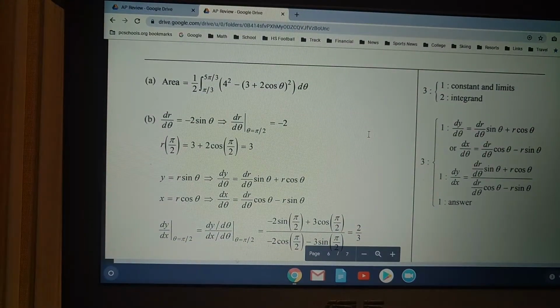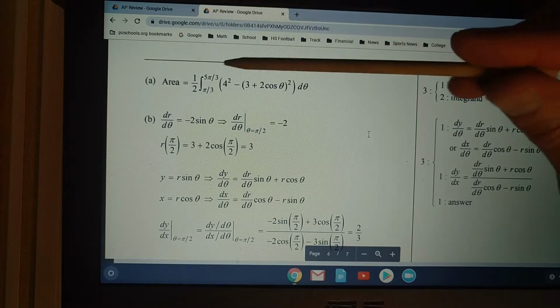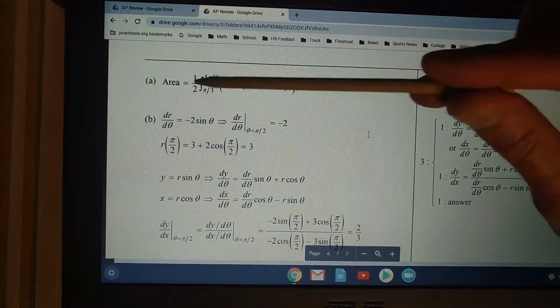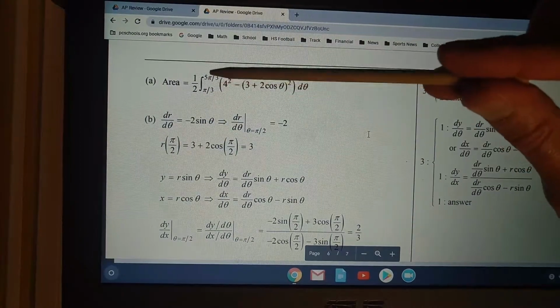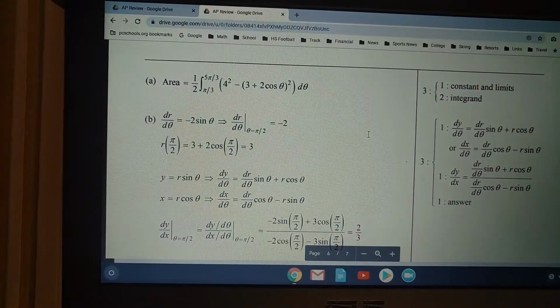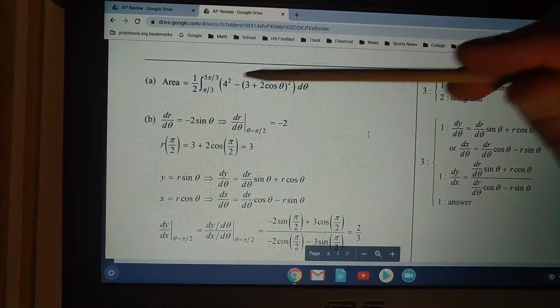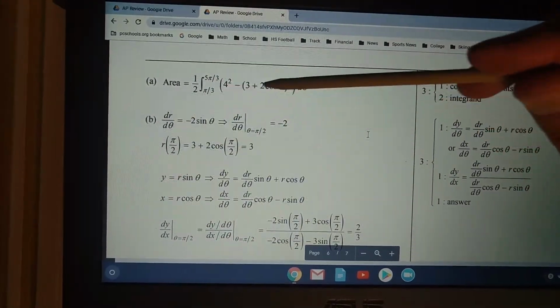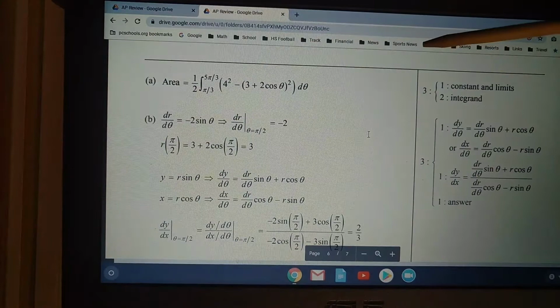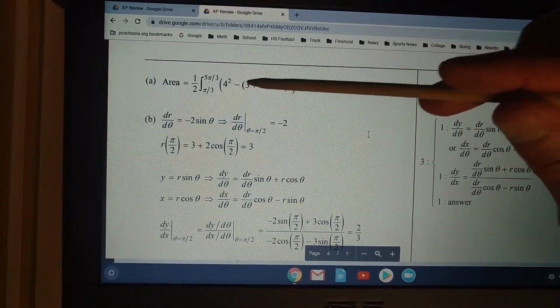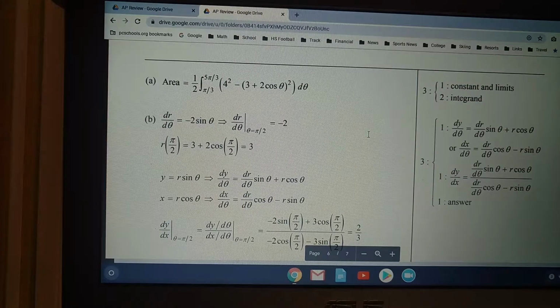So number 5, part A, worth 3 points. So 1 point is for your constant and limits. So here's your constant. You need to know that you're multiplying by 1/2. That can be inside or outside, and then you have to have the correct limits. That gets you 1 point. 2 is the integrand. So that's this thing inside the parentheses here. And you can write this as 16, that's fine, minus this thing squared.